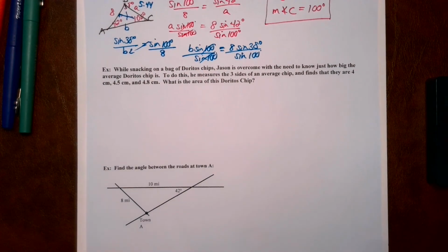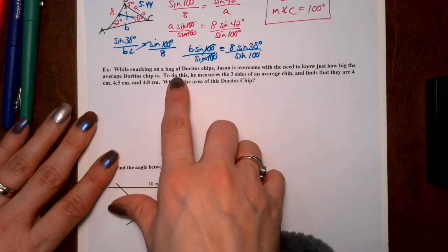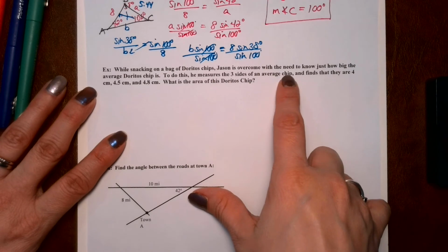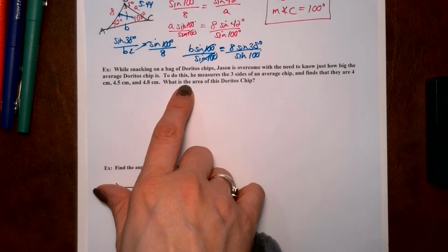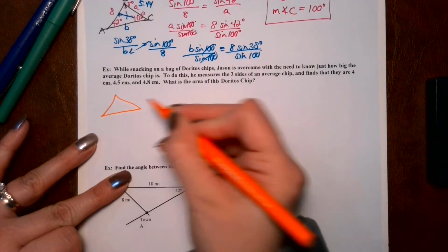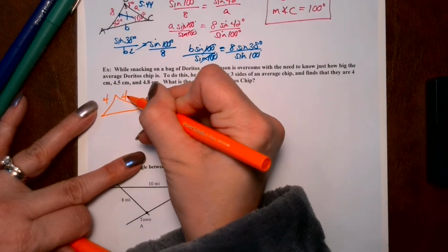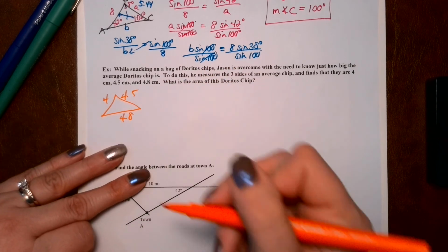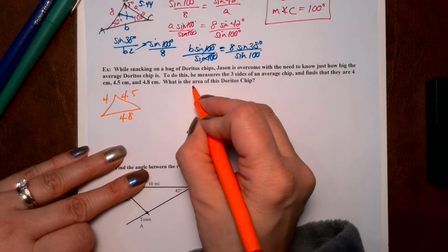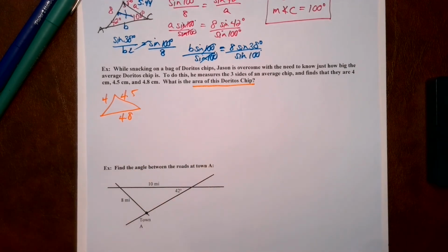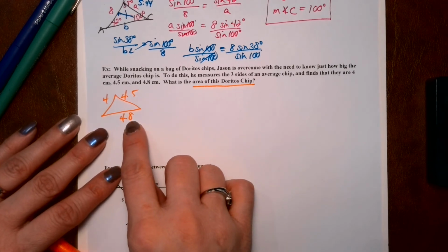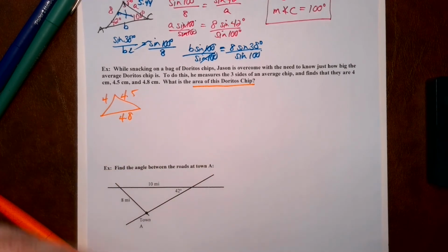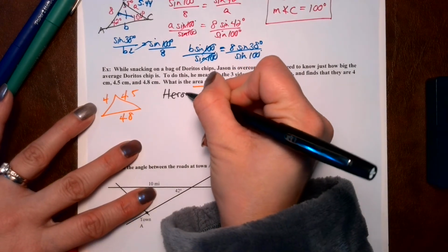Let's take a look at just a couple story problems here and see if we can figure out what the correct formula is to use. So while snacking on a bag of Doritos, Jason is overcome with the need to know how big the average Dorito chip is. He measures the three sides of the average chip, and he finds that they're 4, 4.5, and 4.8 centimeters. What is the area of this Dorito chip? Which formula would be correct for finding the area here? We're going to go with Heron's formula.